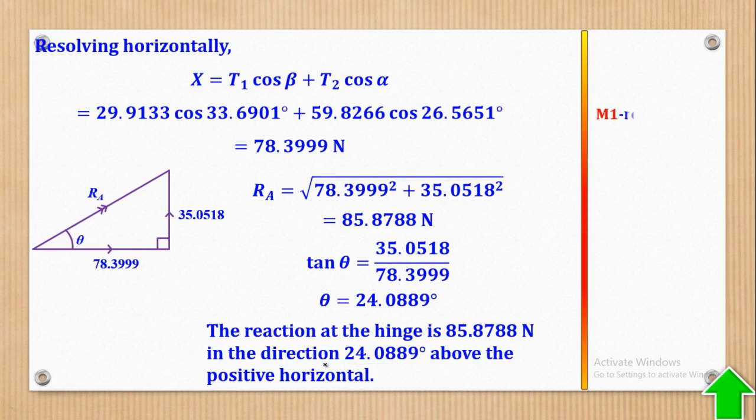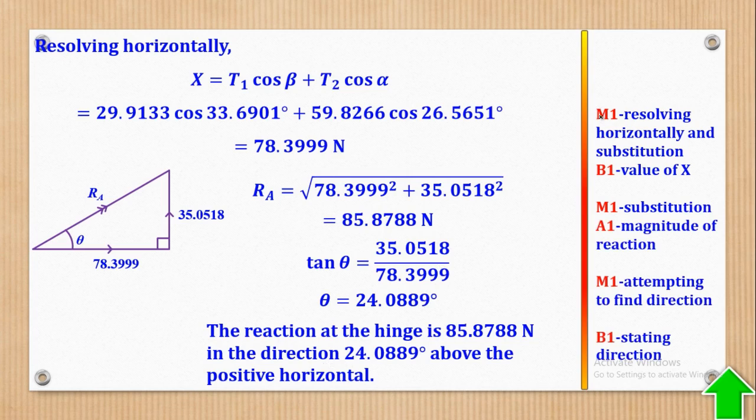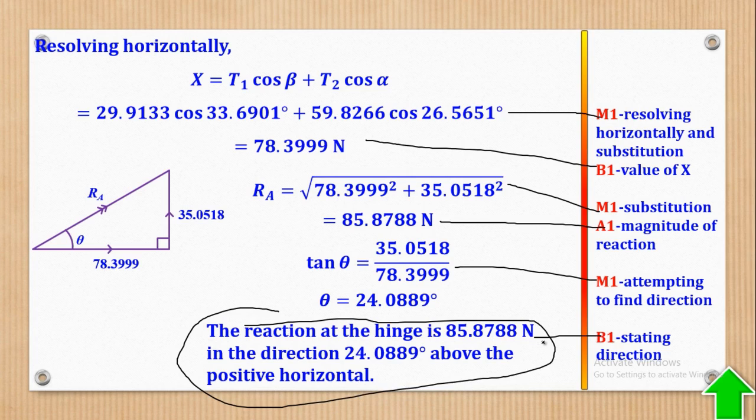So basically that's what they wanted. Now let's see how much can be awarded. So M1 for resolving and substitution, B1 for the value of X, M1 for this substitution, Pythagoras theory, and A1 for the magnitude, M1 for attempting to find the direction, and B1 for stating. So this statement has to be seen for you to get this B1.